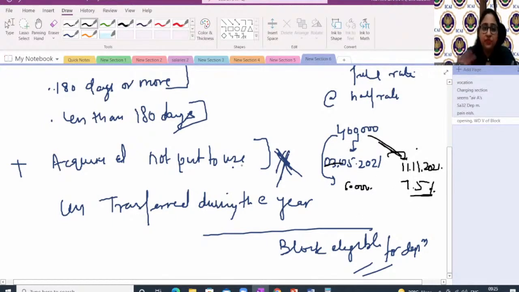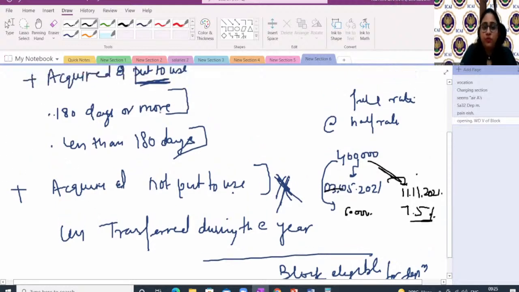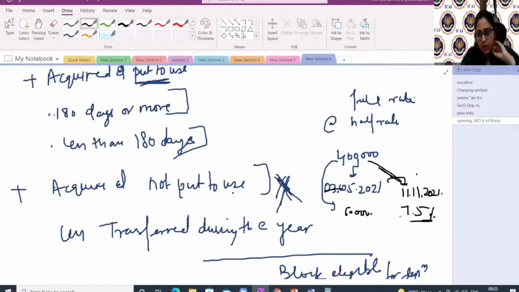It's not that the rate is fixed only in the year of usage. If it is less than 180 days, then half rate, only in the year of first-time usage. Next year 15% on the remaining WDV would be allowed. Here, only the year in which it is put to use, half rate depreciation would be taken.